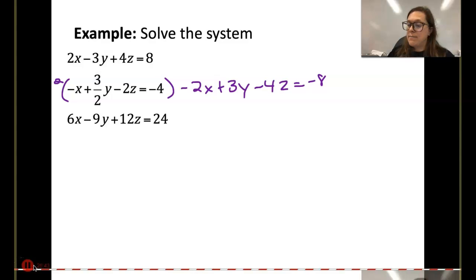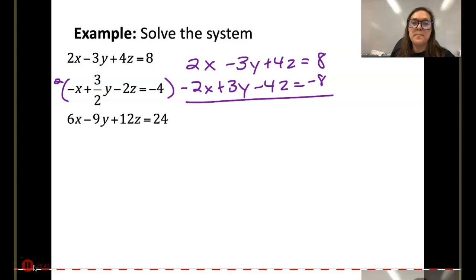Now look at that compared to the first one. 2x minus 3y plus 4z equals positive 8. What's going to happen? 0 on the left, 0 on the right. So that means we have infinitely many solutions. That means all three of these lines probably are the same exact equation.